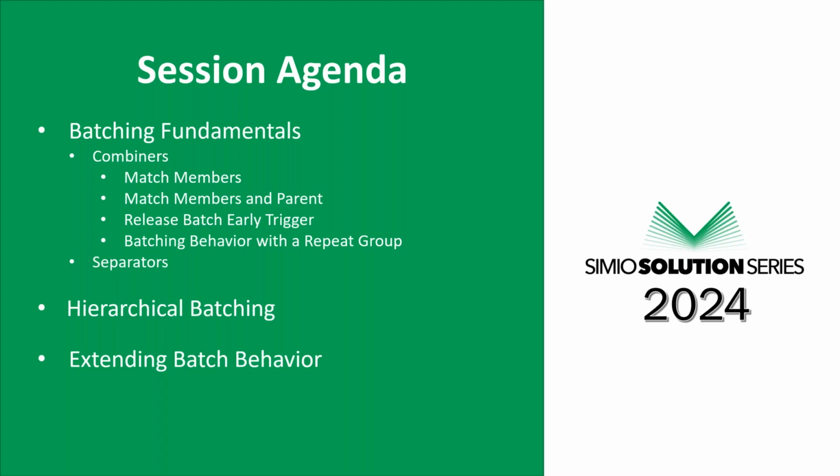and how those could play a part in your combining process. And then potentially a data-driven approach to how you want to model, something that could be more robust, and how we can use those to our advantage. As well as talking about hierarchical batching. So maybe there's a few tiers of batching that exist in your model. We'll talk about that. And then some unique extensions of batch behavior beyond the norm. So lots to get to.